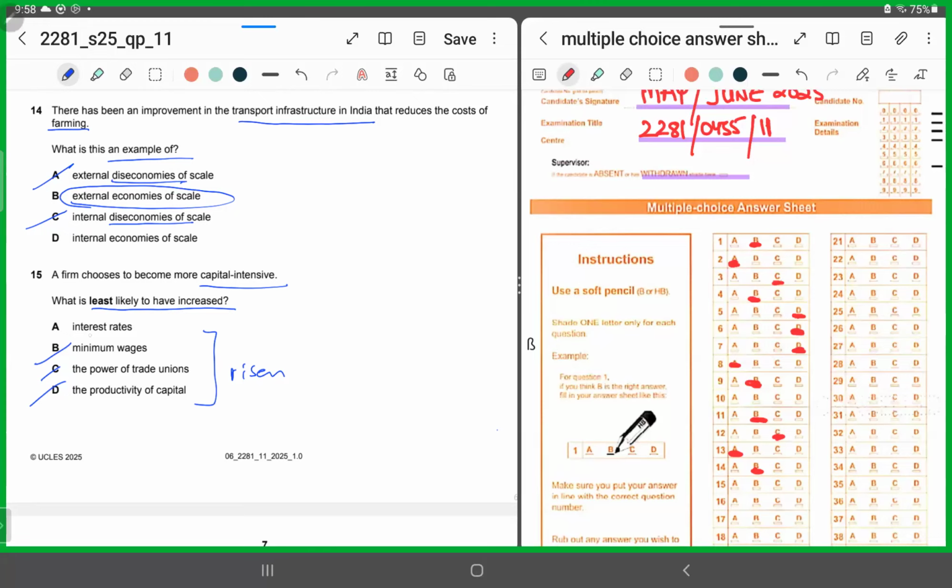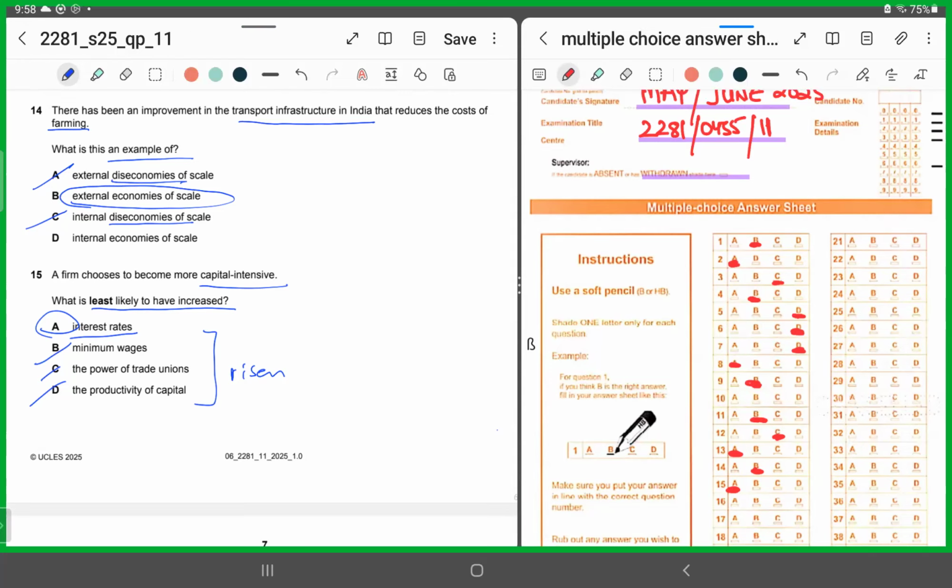It cannot be interest rates, because if interest rates had increased, you would not have been able to buy machinery, right? So it has to be A. By logic and elimination, for 15 it has to be A. Because if interest rates had risen, machine costs would have been higher, right? It would have been costlier for you to import those machines. It would have been nearly impossible.